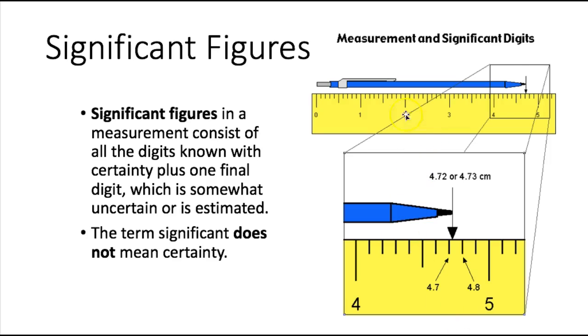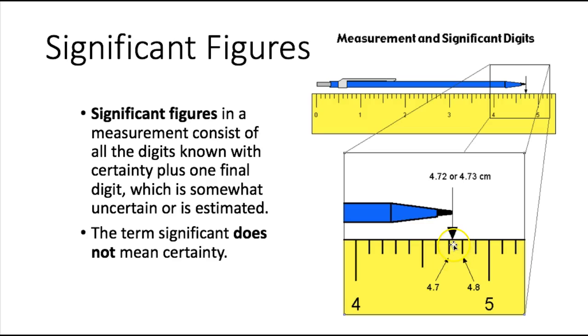So let's take a look at this ruler, which is measuring an ink pen. As we look at this ruler, we can see that the ink pen definitely goes past the 4, but it's not quite to the 5. So we know we're at least 4 centimeters. As we look a little closer, we notice that we are past the 0.7 mark, but not quite to the 0.8 mark. So we know our pen is at least 4.7 centimeters.